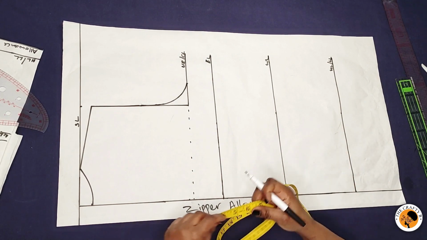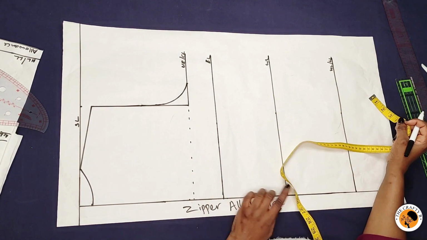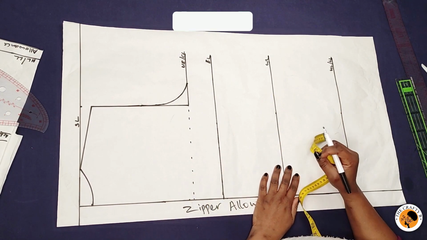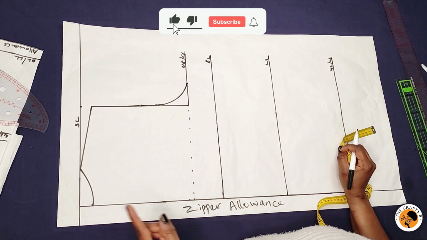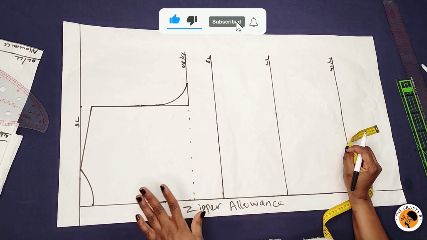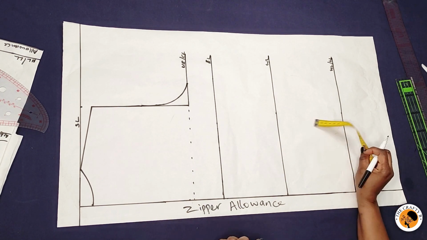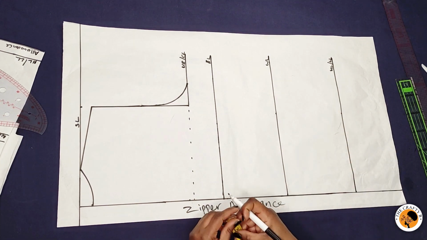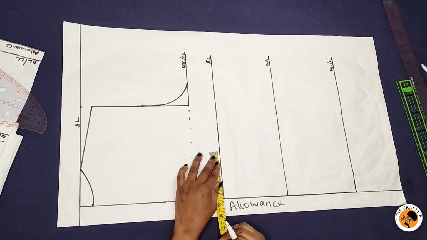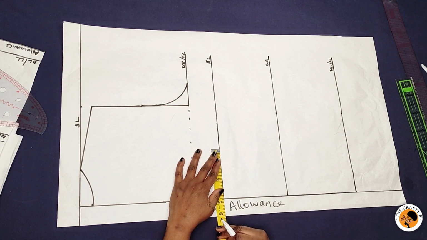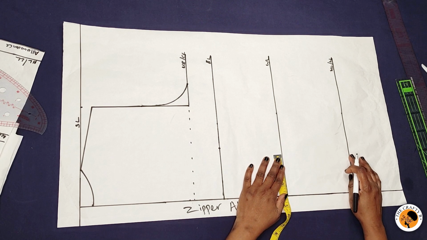So the next thing we are going to do is to create our dart line. And to get our dart line, you need your nipple to nipple measurement. That's your bust span divided by 2. So my bust span is 9 inches divided by 2 is 4.5 inches. So on this chest line, on the bust point, I mark 4.5 inches all the way to the hemline.